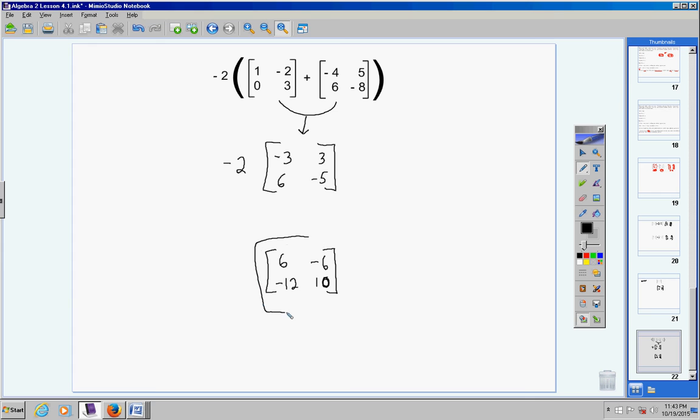Pretty simple. So the opening lesson today in this chapter is pretty easy. Adding and subtracting matrices and learning a lot of definitions and characteristics. And then also multiplying scalars through matrices also.